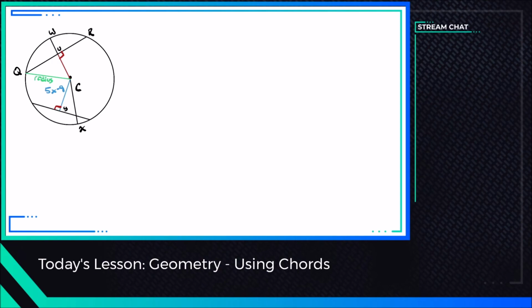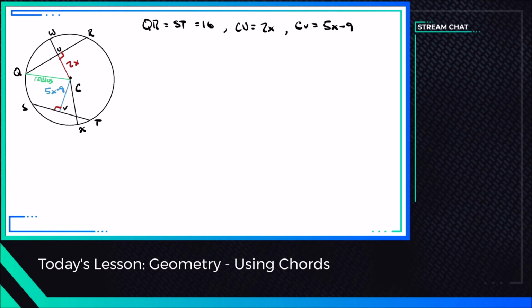All right, we're given the following pieces of information. QR is equal to ST, which is equal to 16. Oops, and sorry, ST is right down here. So those two chords are congruent. I know they don't look congruent. Please roll with it. These things are difficult to draw. CU is equal to 2x, so we can go ahead and fill that in right there. That's our 2x. And CV is equal to 5x minus 9.